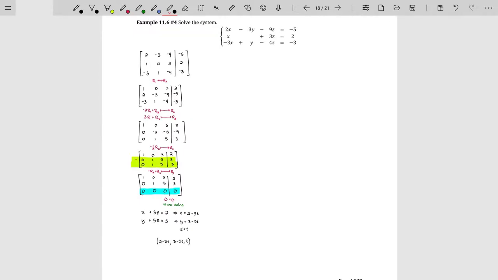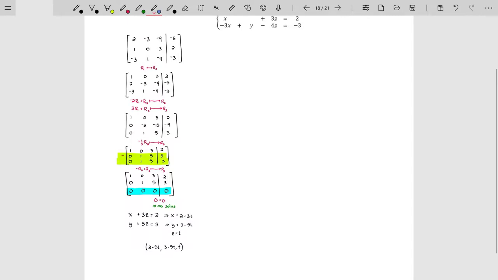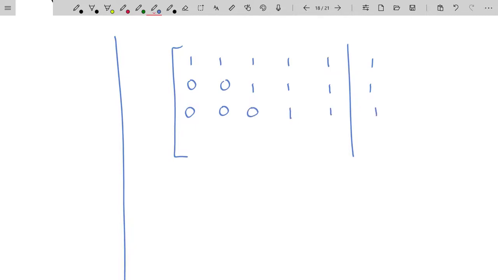Now, I do want to add an addendum here. Let's suppose, just as an example, that you're working with a larger system, and let's suppose that this larger system ended up something like this. 1, 1, 1, 1, 1, 1. Let's pretend that this was 0, 0, 1, 1, 1, 1. I'm just making my life easy here. And this is 0, 0, 0, 1, 1, 1. And this is 0, 0, 0, 0, 1, 1. And then finally 0, 0, 0, 0, 0, and 0.